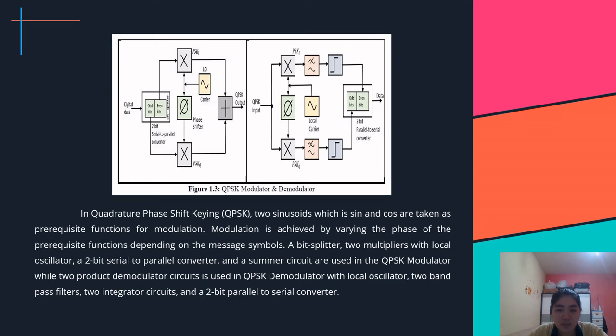A bit splitter, 2 multipliers with local oscillator, a 2-bit series to parallel converter, and a summer circuit are used in the QPSK modulator, while 2 product demodulator circuits are used in the QPSK demodulator, with local oscillator, 2 band pass filters, 2 integrator circuits, and a 2-bit parallel to series converter.